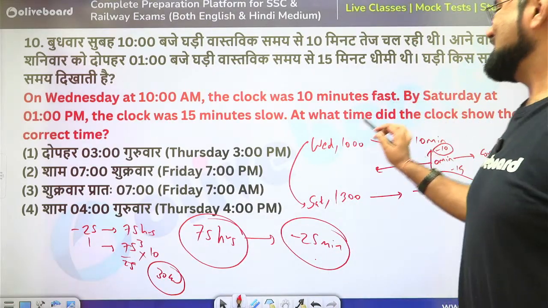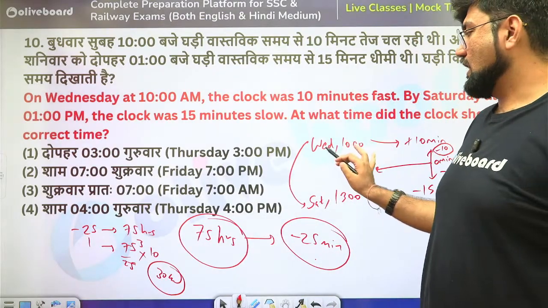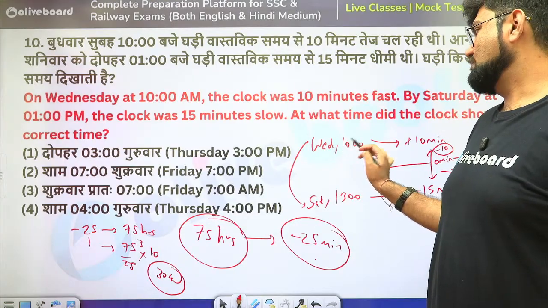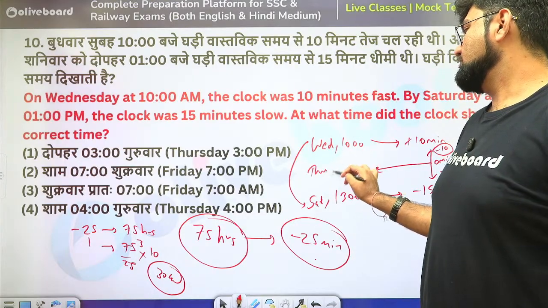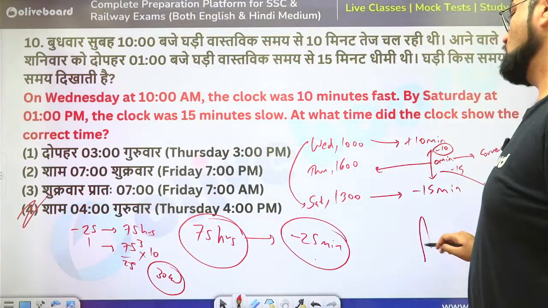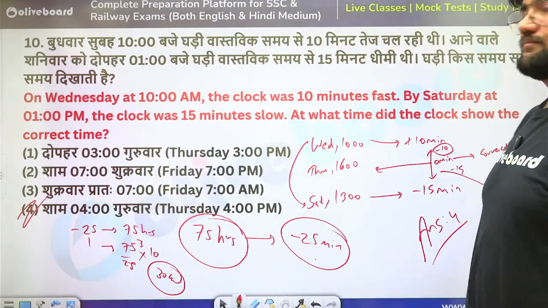Okay. Wednesday 10 a.m. plus 30 hours. So plus 24 hours is Thursday 10 a.m. and plus 6 more hours. So Thursday 10 plus 6 is 16. So Thursday 4 p.m. is when your clock will show the correct time. Got it? This is how we find out.